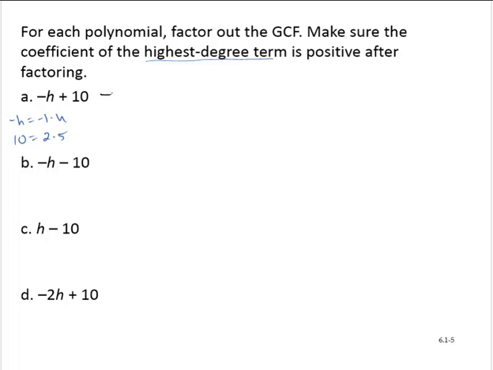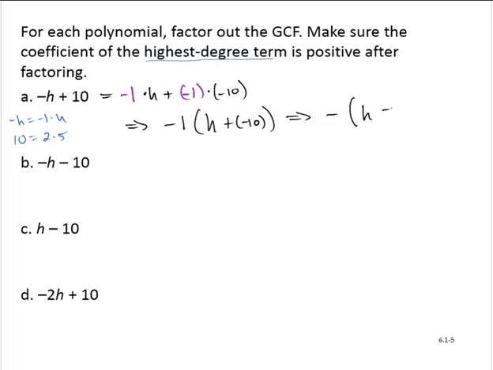So what I mean by that is I'm going to write negative h as negative 1 times h, and then we have a plus. But now I'm going to think of that 10 as negative 1 times something. Well, negative 1 times negative 10 is positive 10, isn't it? So now notice that the GCF, in a sense, is negative 1. And so that means I can write this as negative 1 times h plus negative 10. And what we usually write then is negative quantity h minus 10.